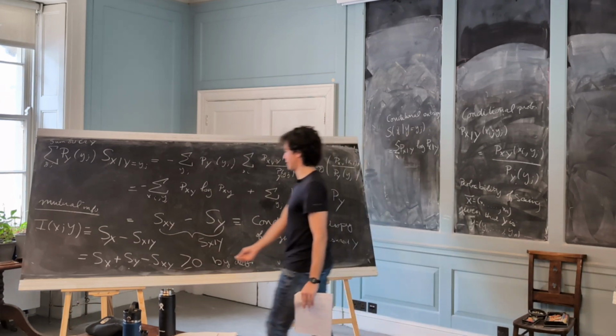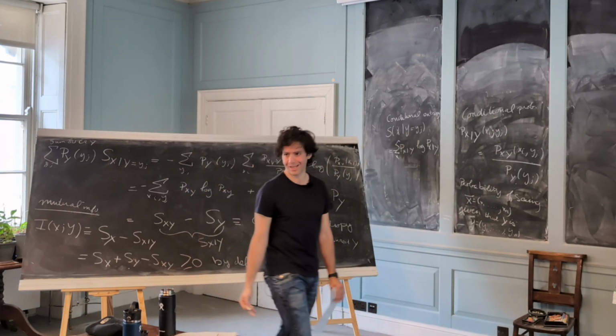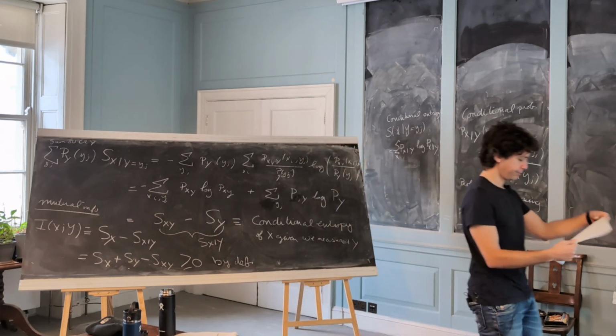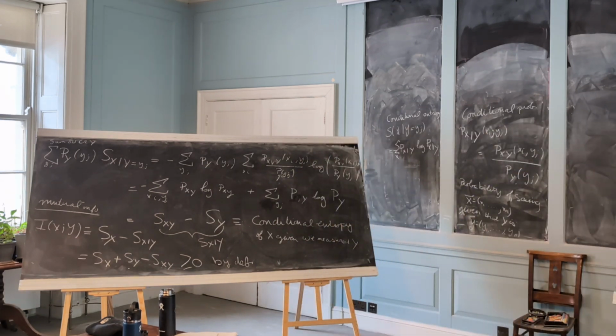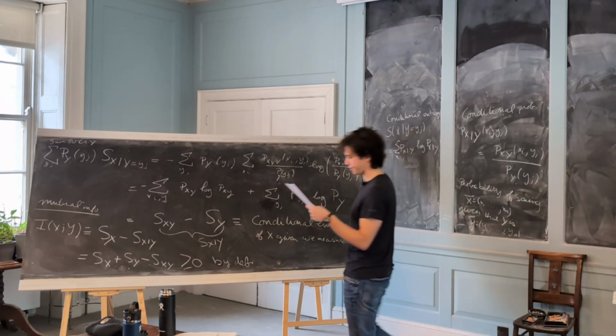Well, you just have to go back and plug this definition in, and you'll see that it has to be greater than 0. SXY minus SY, it should be greater than 0, I think. SXY has to be bigger than SY. Okay.